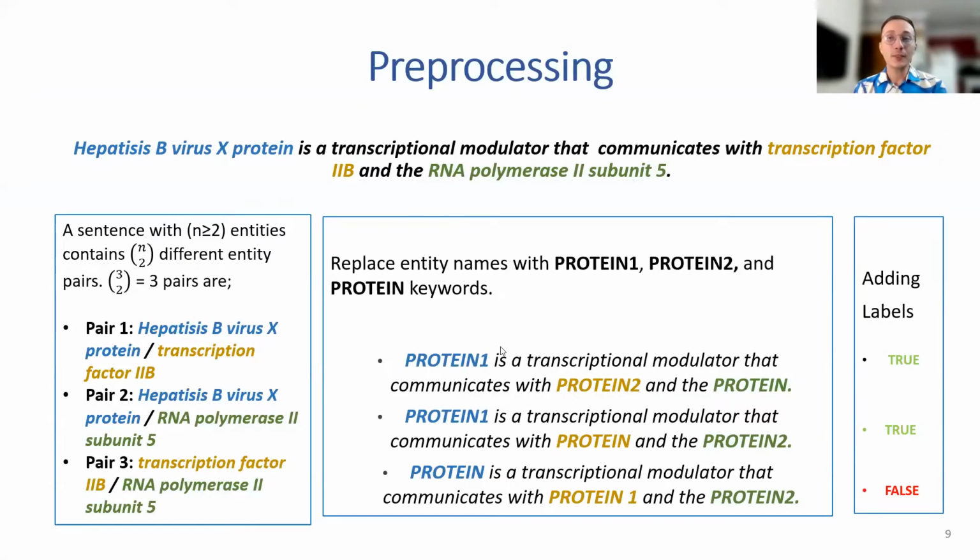For the pre-processing, first of all, we replaced exact protein names with protein keywords. If a sentence contains N proteins, then there exist N choose 2 different entity pairs in the sentence, and we evaluate each of these protein pairs separately. First of all, we replaced each protein pair with protein 1 and protein 2 keywords, and we replaced the remaining proteins with the protein keyword. And we also have corresponding labels for each protein pair in our dataset.